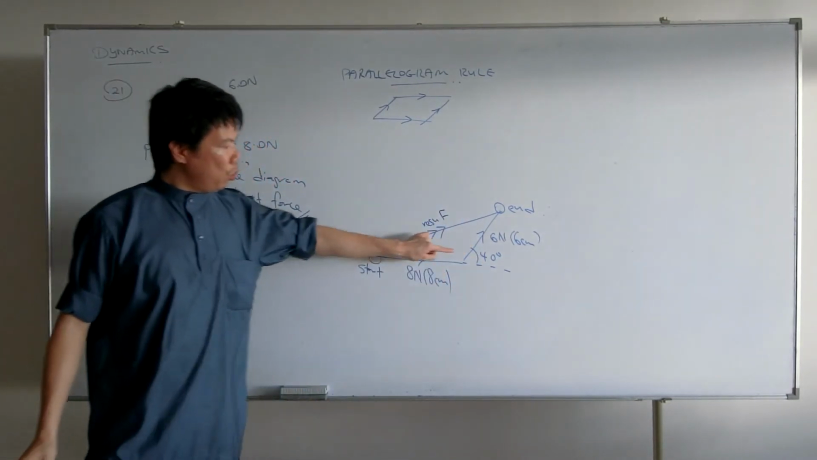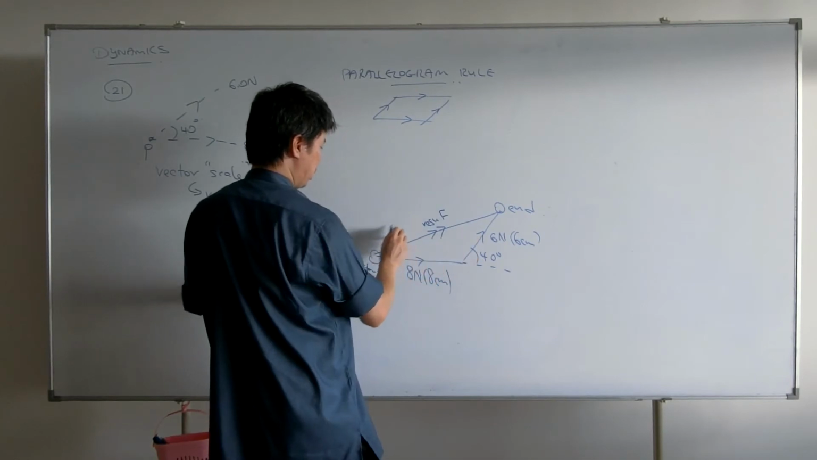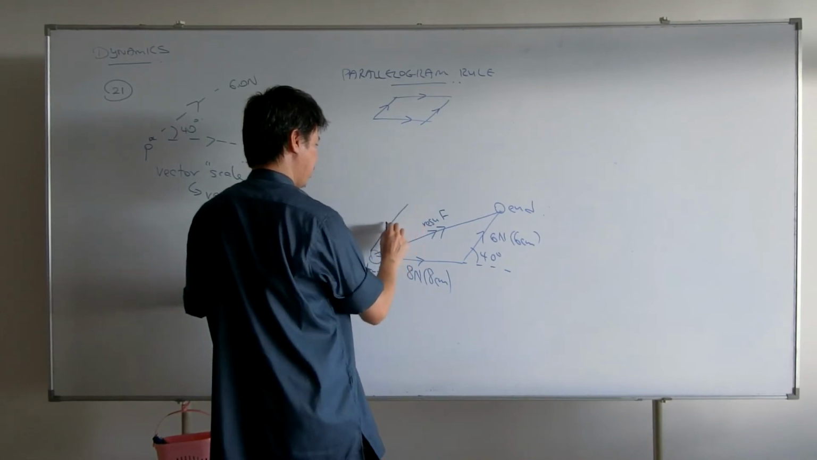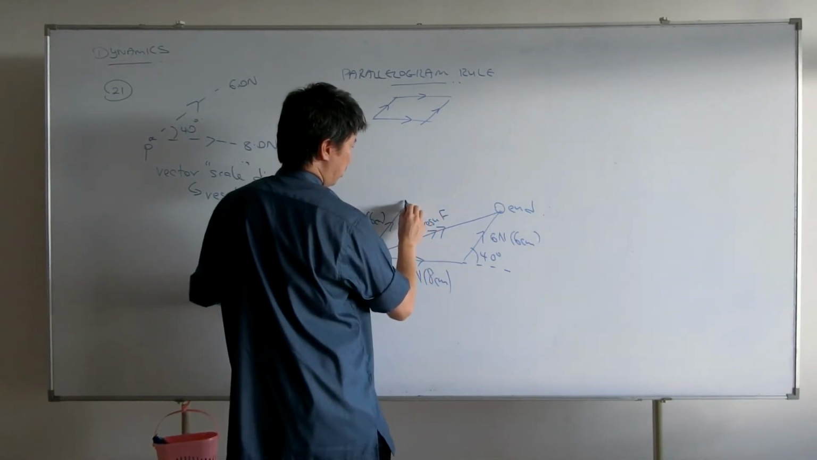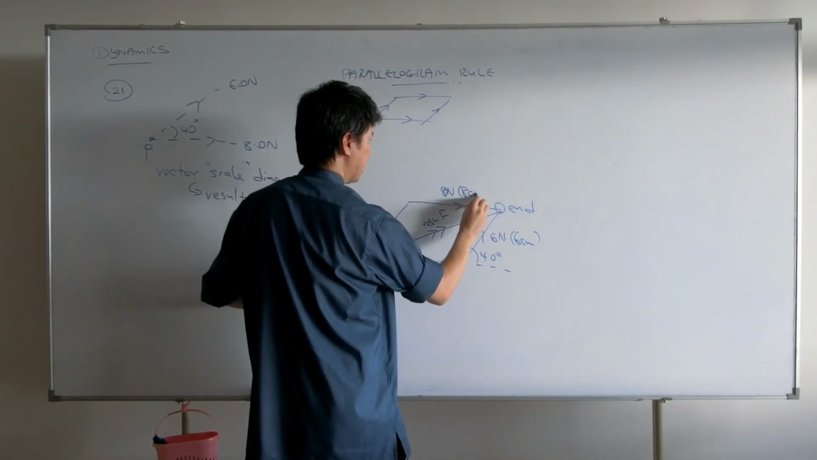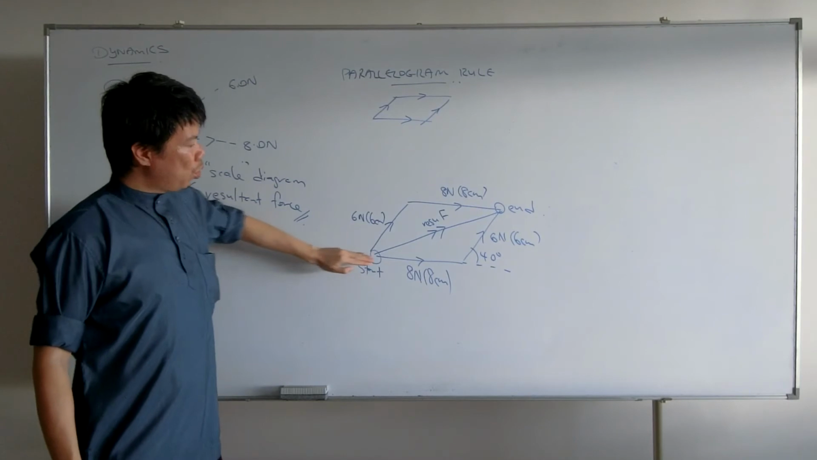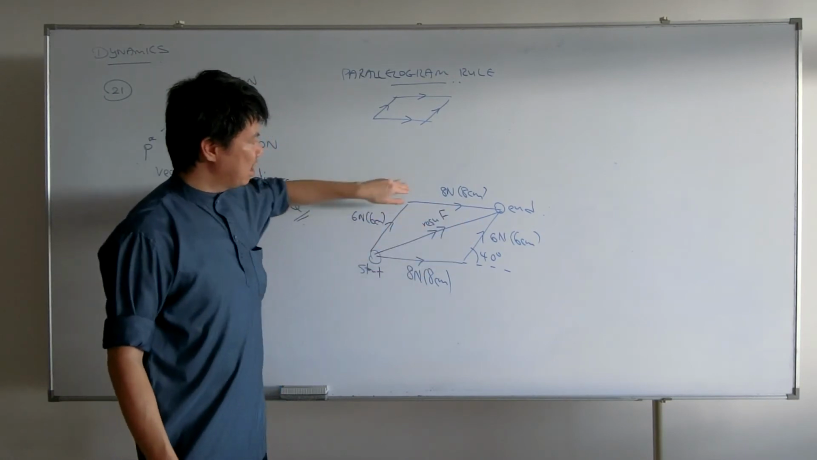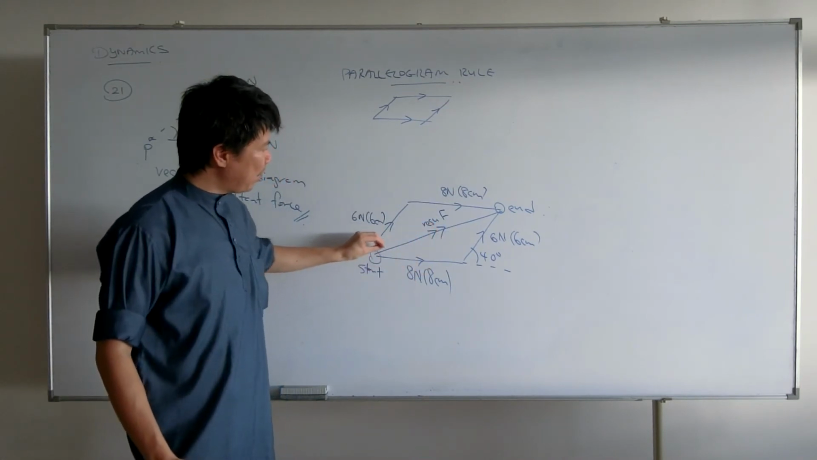But is this the only path from start to end? No, there is a third path. This is the completion of your parallelogram rule. Instead of starting with 8 newtons, there's no rule that says you cannot start with 6 newtons. So if you start with 6 newtons, which is 6 centimeters, and then you connect your 8 newtons here, which is 8 centimeters, you still will reach the end. And that is why it's called the parallelogram rule. When you draw the complete set of vectors, which is this and this, you end up having a parallelogram. You also end up with the same result.